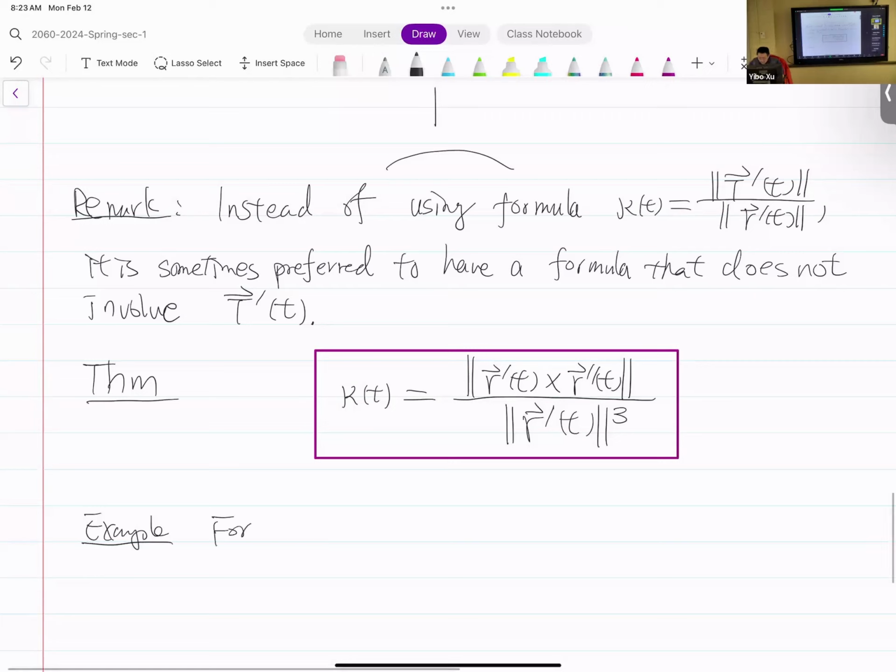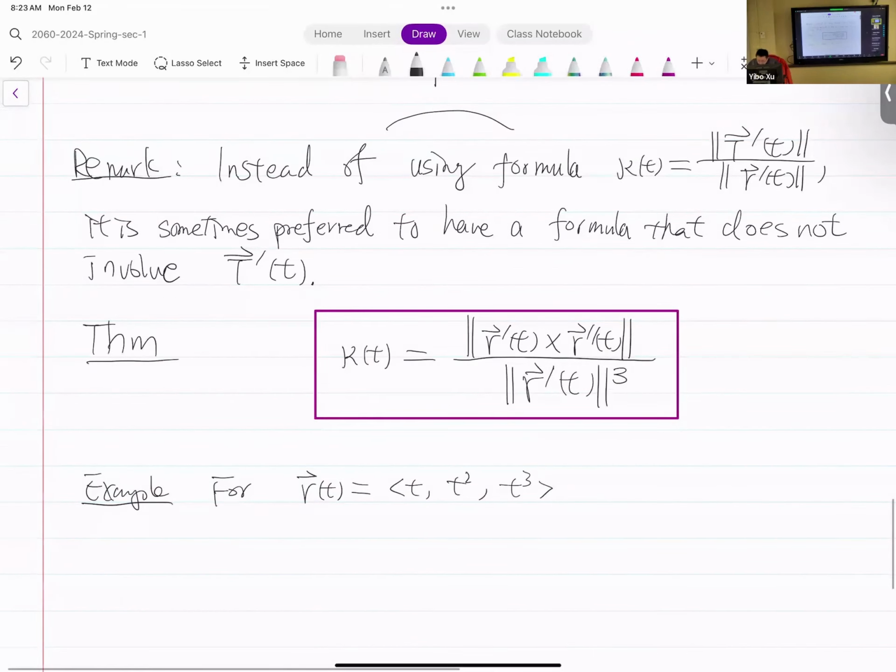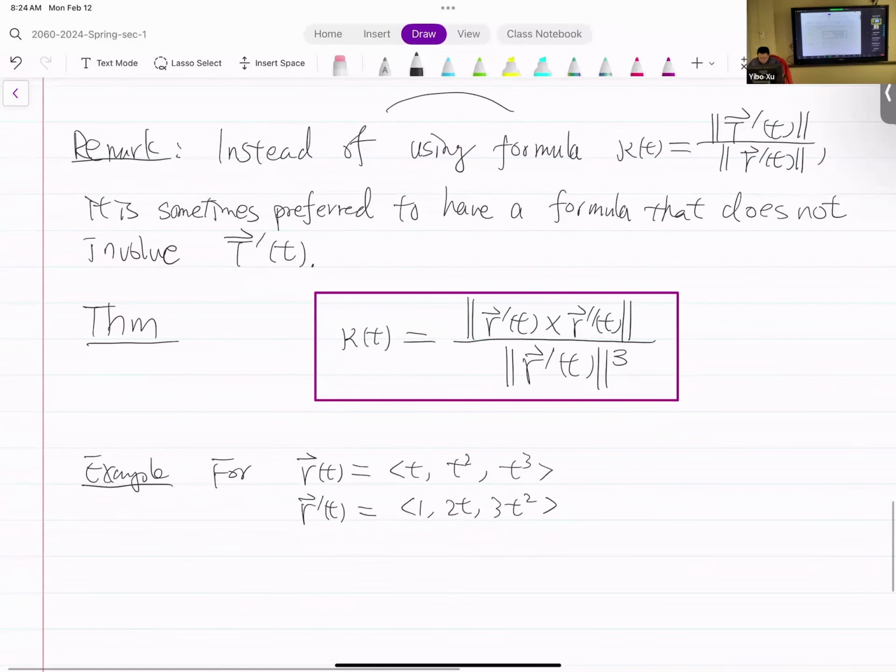So let's utilize the formula here to calculate that curve t, t squared, t cubed. Okay. So let's do this. So here we see, okay, we only need to calculate r prime, r double prime, right? So we have already calculated r prime as 1, 2t, 3t squared. And here we just do the derivative again, component wise. So 1 gives you 0, 2t gives you 2, 3t squared gives you 6t.